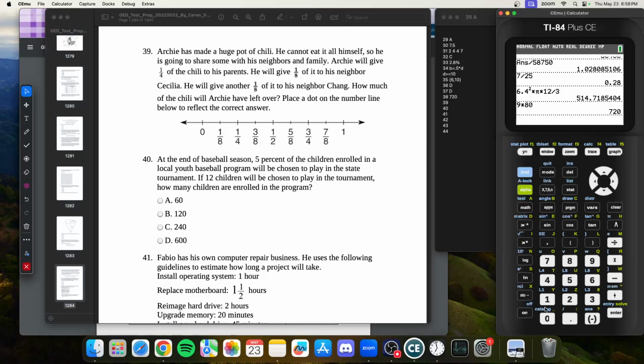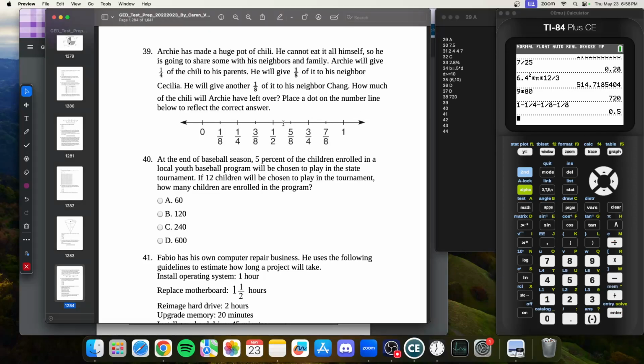Well, this one you could just do, it's going to be exactly 1/2 actually. 1 minus 1/4 minus 1/8 minus 1/8. How did I know that? Well, 1/8 plus 1/8 is 1/4. Well, 1/4 plus 1/4 is a half. 1 minus a quarter minus the eighth minus the eighth is literally half. That's right here.